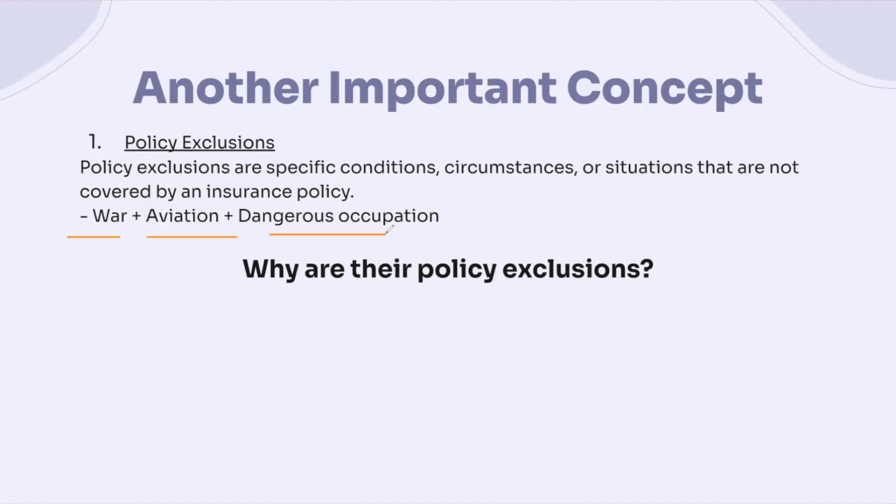With dangerous occupation, there's often something like workers' compensation that can sometimes pay for that. There are also other more specific insurance policies that would cover these exclusions too. But oftentimes, for more general life insurance policies, these are excluded. So they're called policy exclusions.